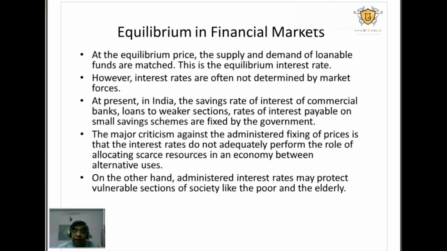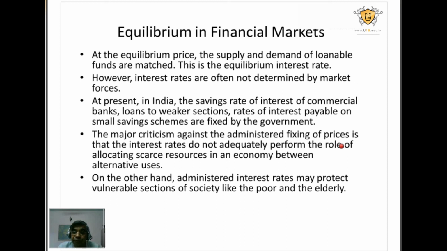At present in India, the savings rate of interest of commercial banks, if you go to the bank, the savings rate is determined by RBI. It is not determined by demand and supply. There are some loans to weaker sections which are determined by the government and the RBI. And the rates of interest payable on small savings, whether it is Public Provident Fund or NSCs, are not determined by market forces, but fixed by the government. So this sort of distorts the picture to some extent on market prices.